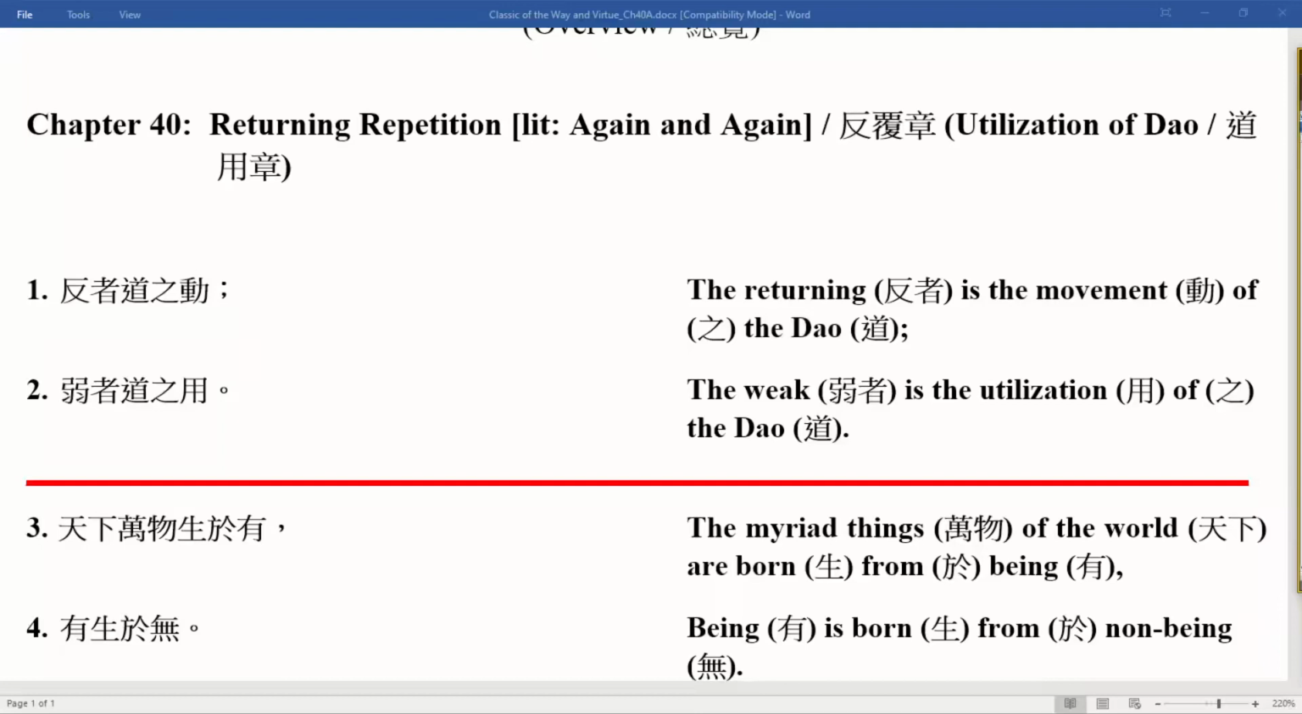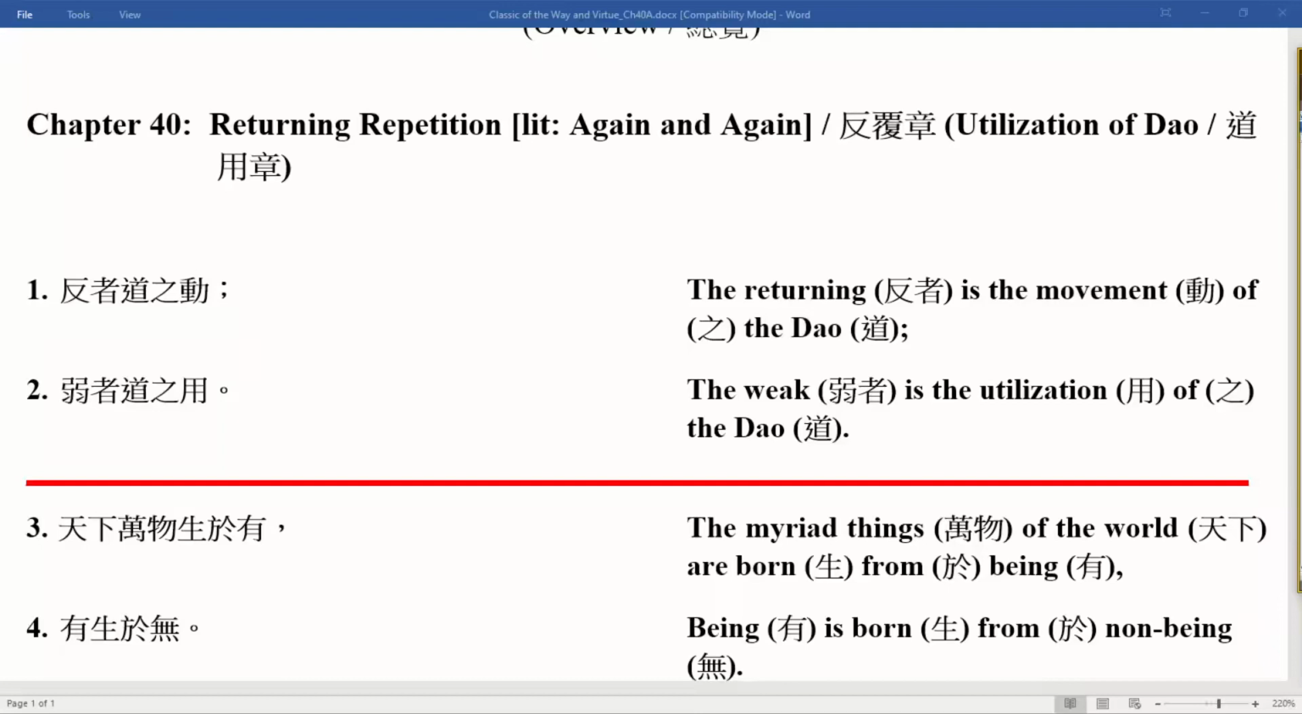First will be chapter 40. And if we have a little bit more time, we'll do a section of 41. Okay, so chapter 40, believe it or not, is the shortest chapter in the whole classic. It's only like 21 words. Chapter 6 is also one of the shortest, but I think chapter 6 is 25 words. So it's the shortest chapter in the entire Tao Te Ching.